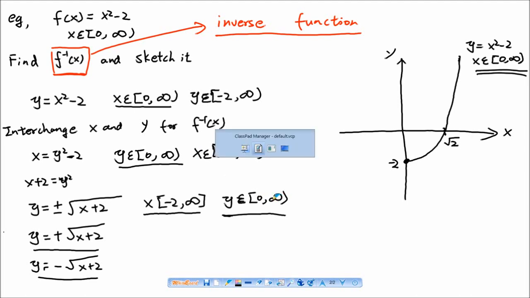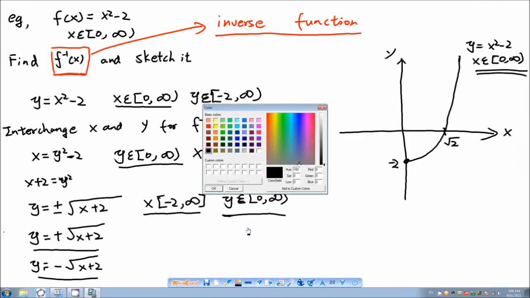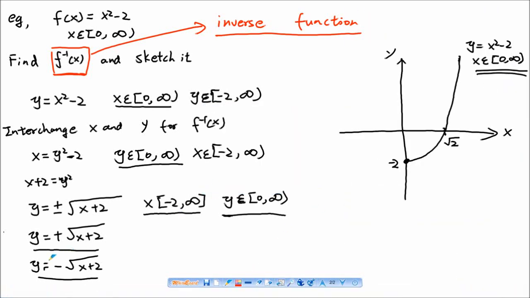Now, as we can say, the second graph is not relevant because the range of the second graph is from minus infinity to 0. So this is not our solution. We only have one solution there, because the range is from 0 to positive infinity.